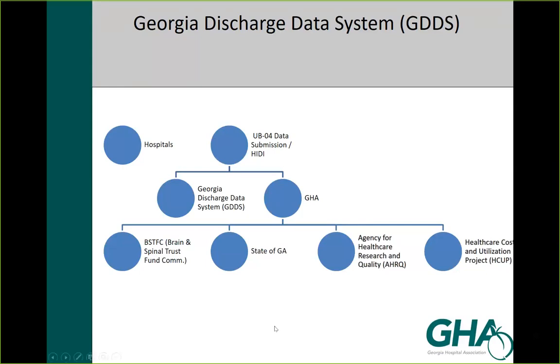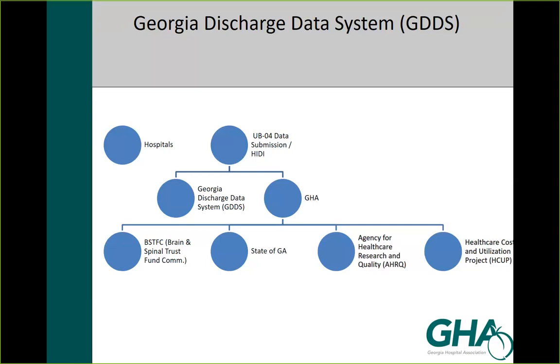So the Georgia Discharge Data System is the data program that we manage here at GHA. Hospitals submit their data to our vendor, Heidi, in the UB04 format. It is taken into their system, and many data checks and queries are run on that data to validate and verify it. There are codes that are assigned, geographical codes, and DRGs are assigned to that data that then becomes the Georgia Discharge Data System.